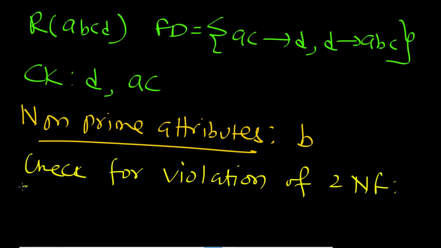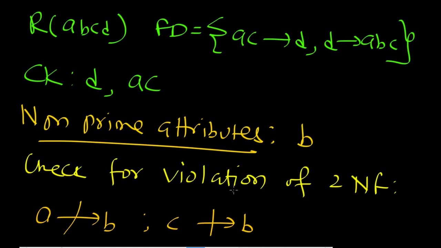Basically, check if it is a subset of a prime subset of a candidate key. There is no subset possible for D, because it is a single attribute, so you don't have to worry about it. Now check: is there any subset of A, C which can derive B? Check whether a proper subset of the candidate key can determine B. Can A determine B? No. Can C determine B? No. So there is no violation of 2NF, and the relation is in 2NF.